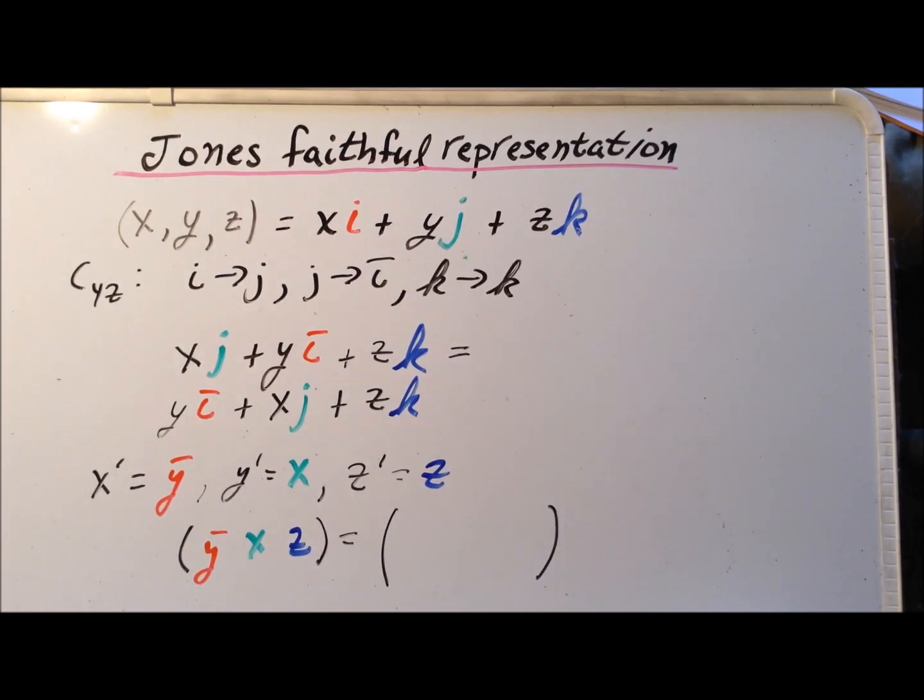Now, to be clear, let's write this out as a 3 by 3 matrix. Our first row is going to be minus y, so that's 0, minus 1, 0. Our second row is going to be x, so that's just 1, 0, 0. And finally, our z row is 0, 0, 1.